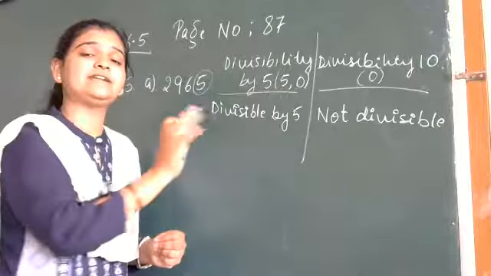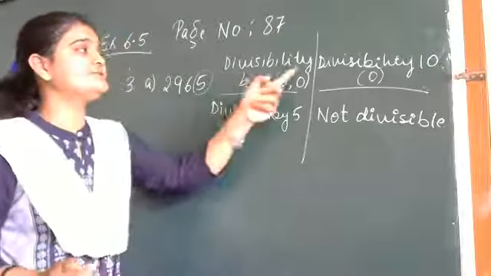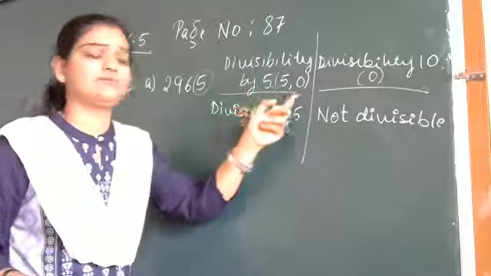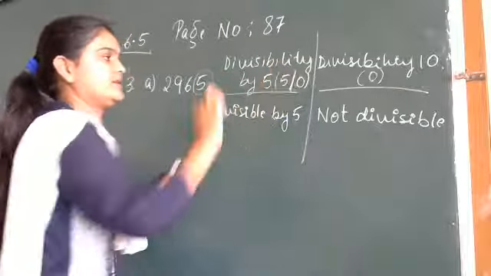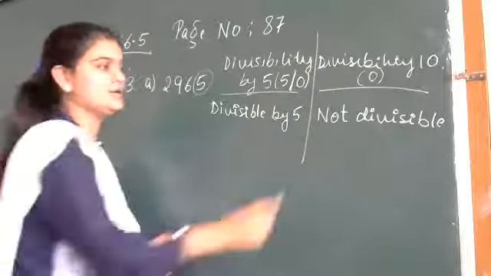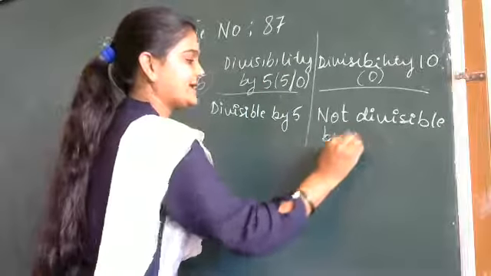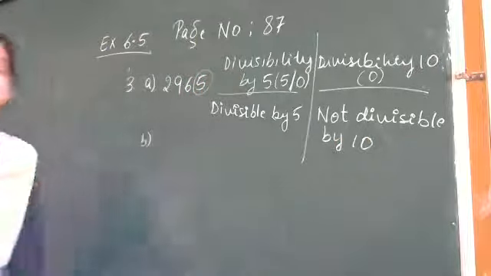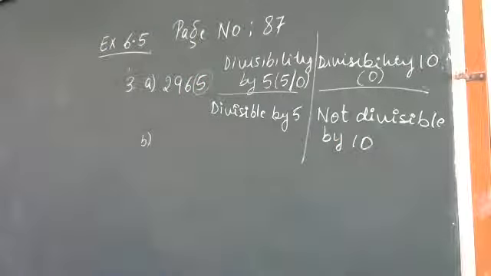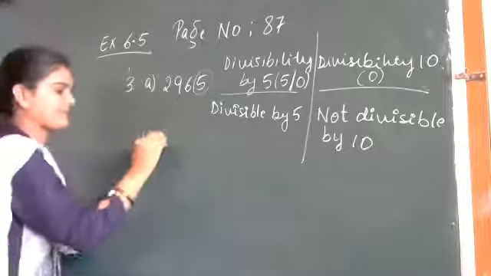Here, I have written it for your reference. For divisibility by 5, 5 or 0 should be there. Okay? Not divisible by 10. Now next one. One more example. See here, 9,920.